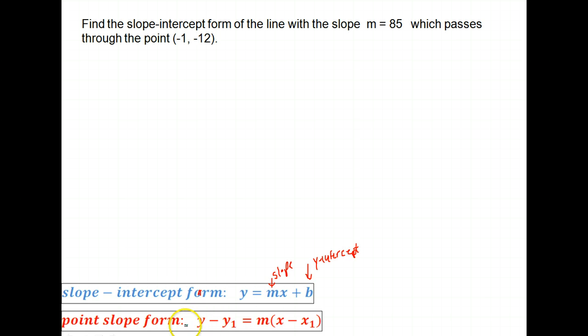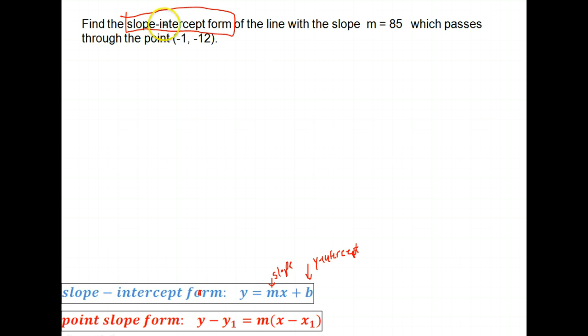The way that we can go from point slope form to slope intercept is just solving for y. That's how you know when you're in slope intercept form, is when y is on this side of the equation equal to everything else on the other side. So read your questions carefully, because some of them will ask for point slope form, some will ask for slope intercept, and there is a difference.